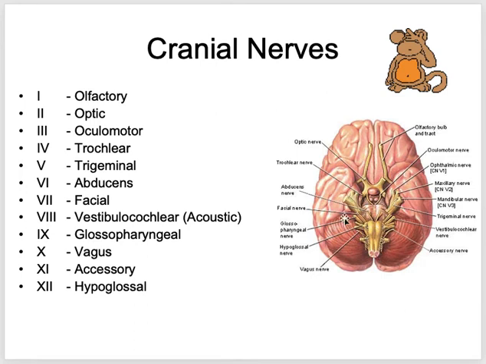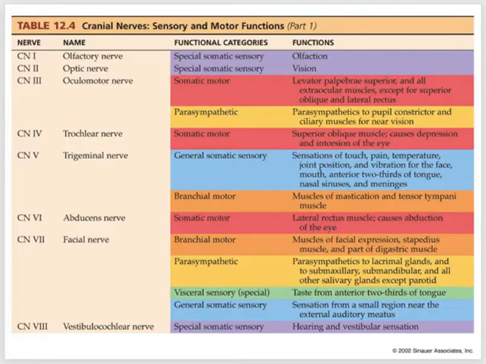This one is showing the brain from below, but the important thing is to remember the names in sequence, because when we clinically examine the nerves, we do it in the same routine. Again, this is a chart showing the names of the cranial nerves, their numbers, their functional categories, and their functions.